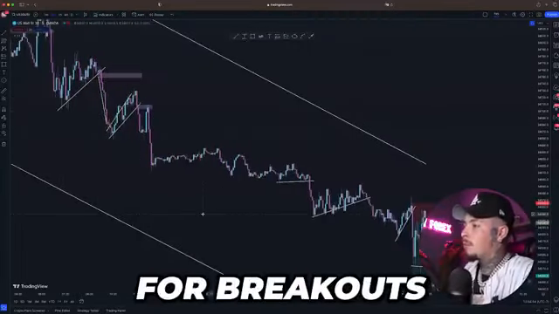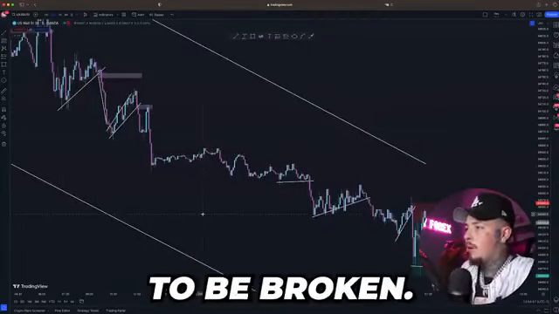If you just know which way the market's moving, you can catch breakouts all day. We're going down, so just look for breakouts to the downside. Look for support to be broken. Look for a trend line to be broken. I mean, it really is that simple.